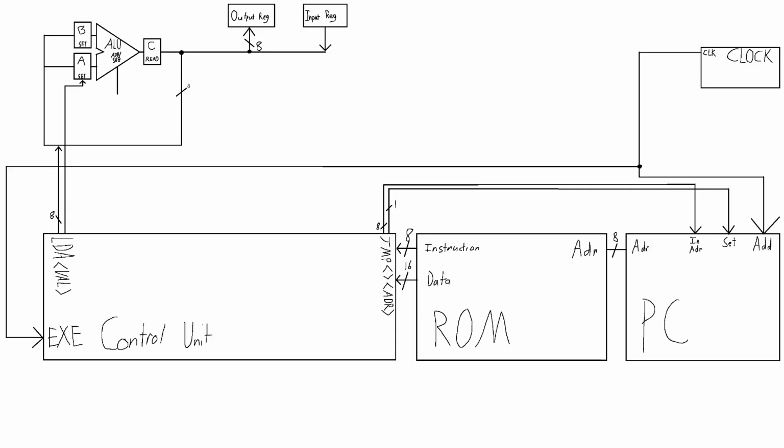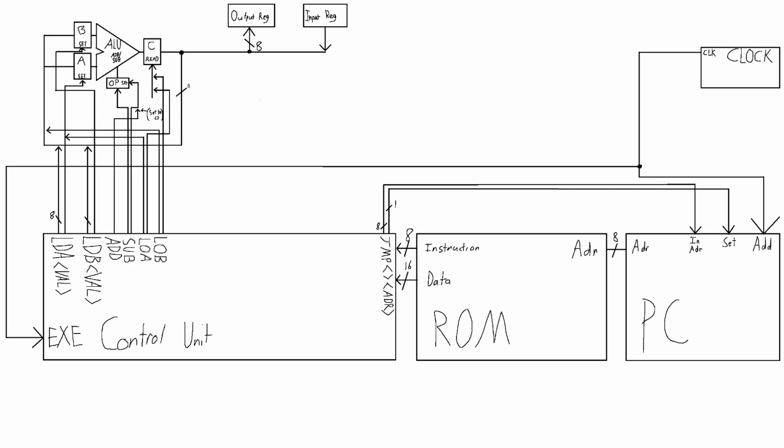Lastly, create the instructions and wire them. As I did earlier, you can just make a load B data command and create some of the other ones. Some instructions include add, subtract, load output A, load output B, and jump if 0.